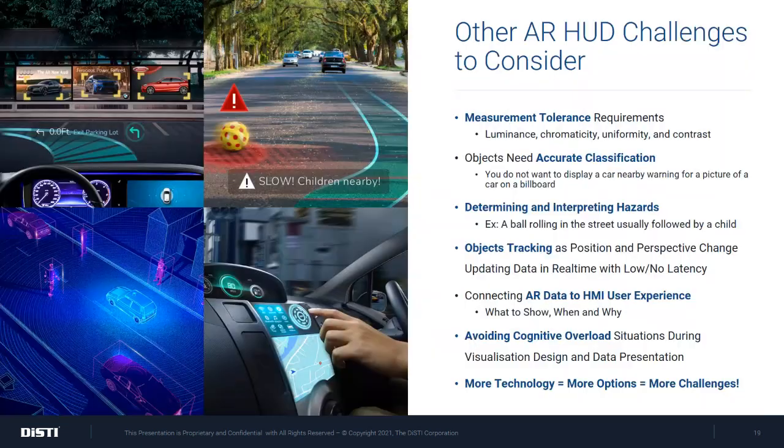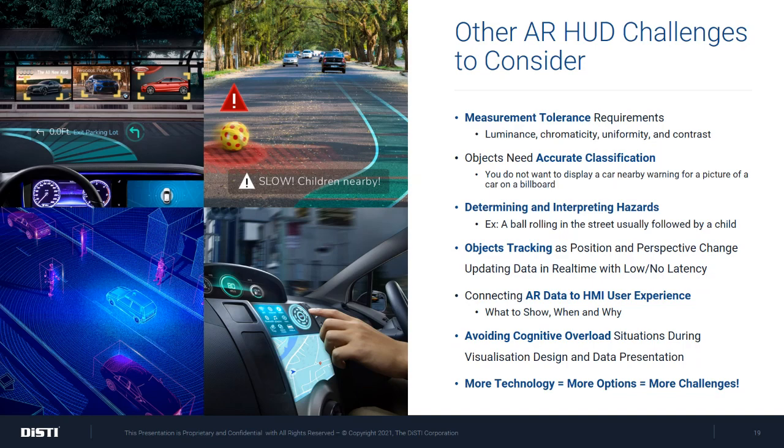And so there's a number of other challenges that you're going to face when developing your AR HUD. These are just some of the high-level views of that, everything from measurement tolerances to classification of those objects and how you determine what those objects are, if they're hazards or waypoints, if they're functional safety requirements attached to them or not. And then how do you track them? How do you continue to move that around in 3D space and be able to do it in a real-time fashion with low or no latency whatsoever, right?